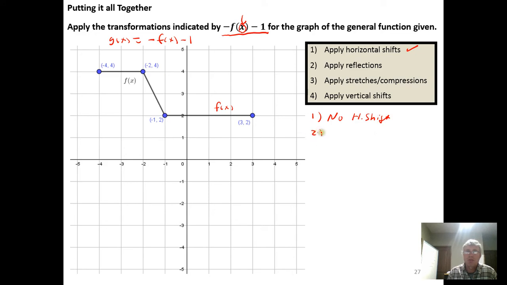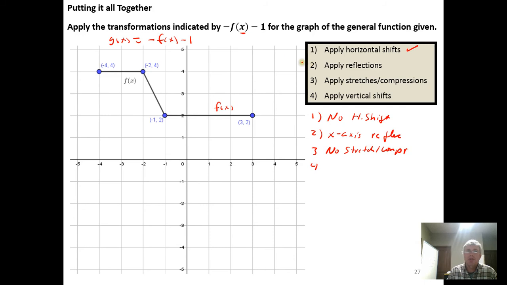Now look for reflections. To get a y-axis reflection, we would need a negative sign on the input variable. There isn't one. To get an x-axis or vertical reflection, we need to see that there's a negation on the function. There is. So this represents an x-axis reflection or vertical reflection. 3, do we have any stretches or compressions? We don't. There's no scalar other than a 1 or -1 in front of the function, so there's no stretch or compression.